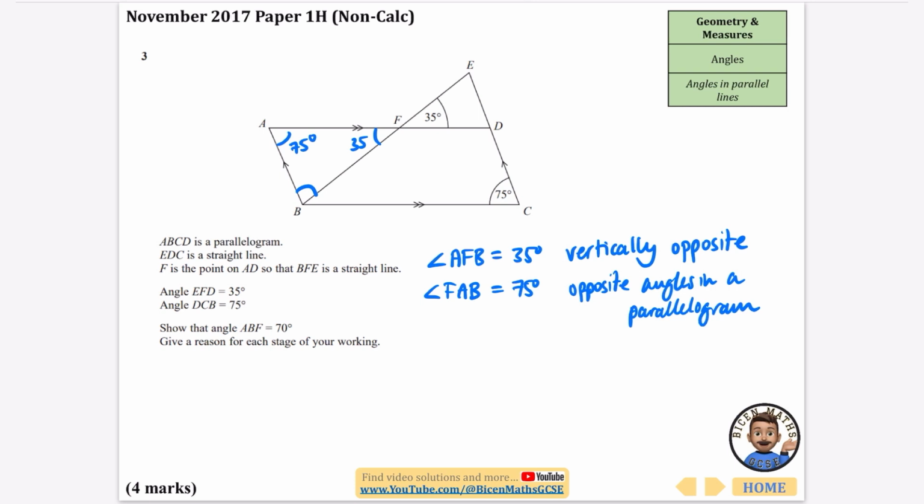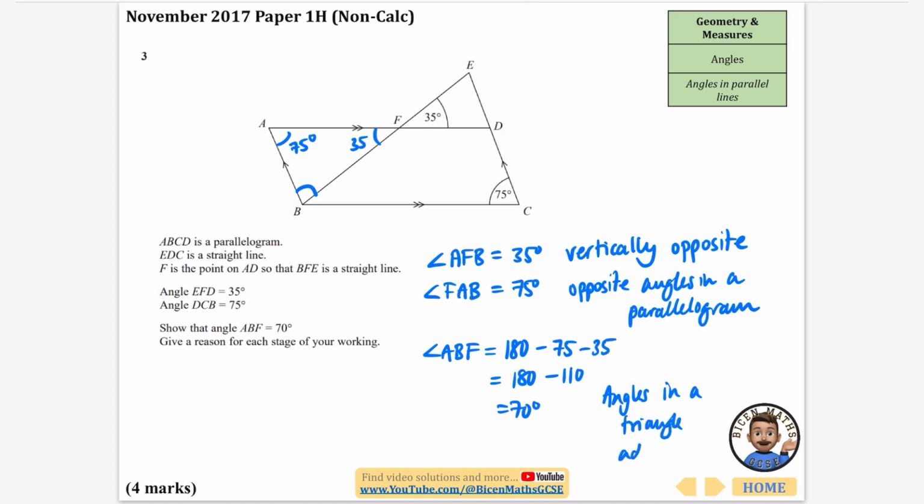And then the one that I'm looking for is going to be angle ABF. So it's going to be 180, because they add up to 180 for a triangle, minus 75 minus 35. So that's going to be 180 minus 110, which is equal to 70 degrees. And the reason for this is the angles in a triangle add to 180 degrees. So we've shown that the angle ABF is 70 degrees, and we've given a reason for each stage in our working.